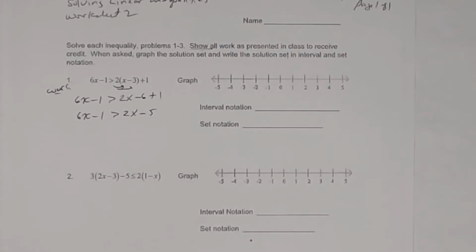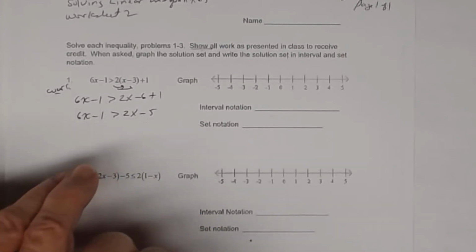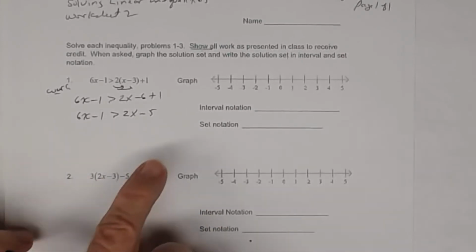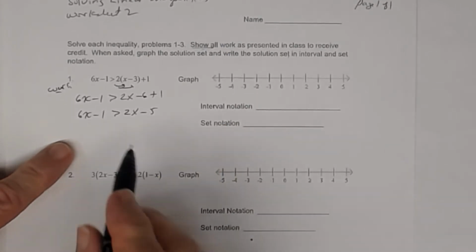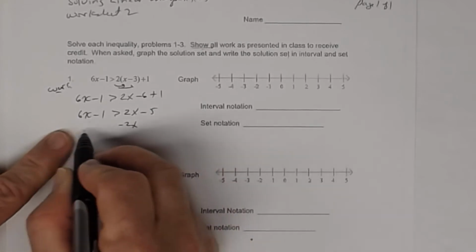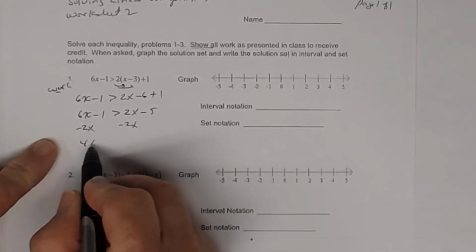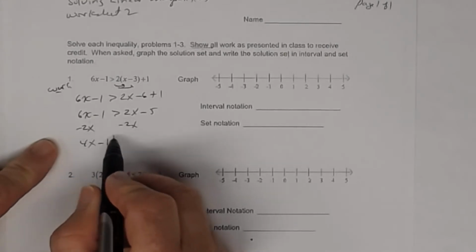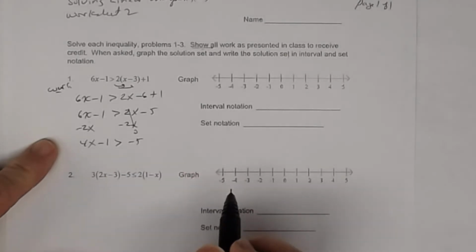Just like when you solved a linear equation, you bring all the variables to one side, constants to the other. Same approach for this one, except in this case you're going to have an infinite number of solutions. So let's bring the variables to the left-hand side. Let me subtract 2x from both sides. So 6x minus 2x is 4x, minus 1 is greater than, and this is 0, a negative 5.